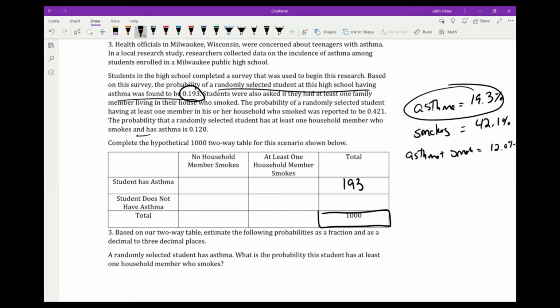Well, wait a minute. If 193 have asthma, how many don't have asthma? We can fill in that missing piece. 807 don't. I did subtraction there. 42.1% of them have someone who smokes. So 421 goes there. So how many people have someone who does not smoke? What's a smoke-free household? Would be 579. Again, I subtracted. I'm using these probabilities to pretend I had 1,000 people. And then they told me smokes and asthma is 120.